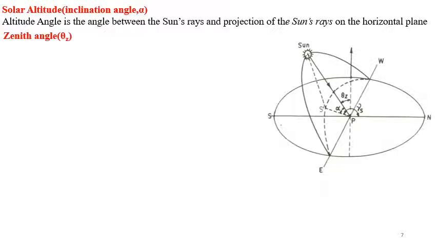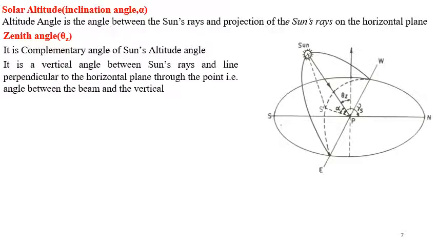Then the zenith angle is the complementary angle of the sun's altitude. It is the vertical angle between the sun rays and a line perpendicular to the horizontal plane through the point, that is, the angle between the beam from the sun and the vertical. So theta z is equal to pi by 2 minus alpha.